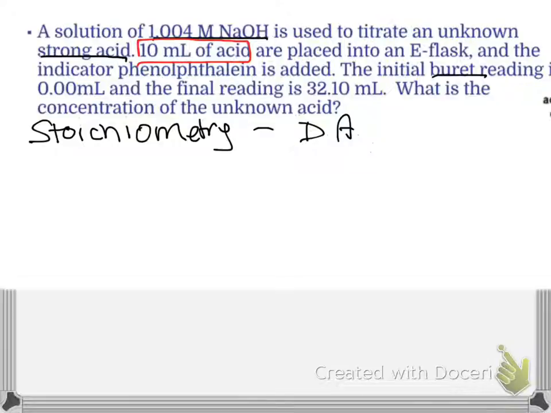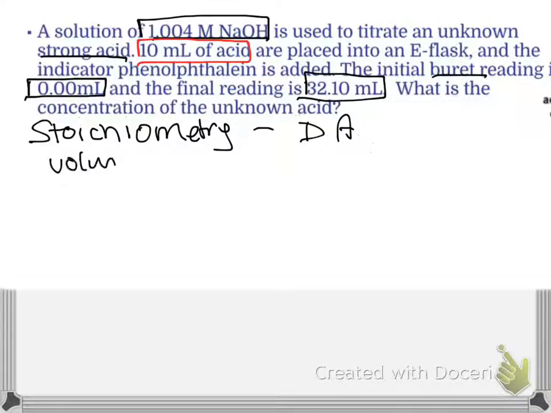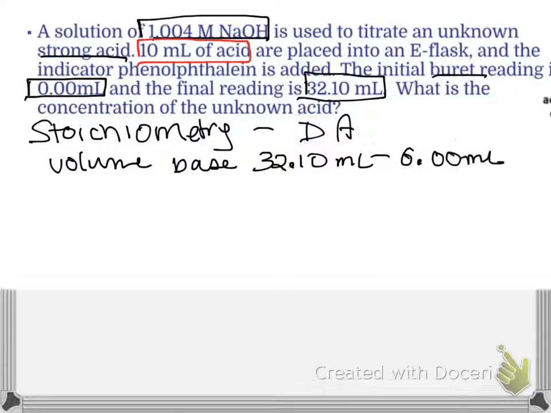The initial reading of the burette has to do with the base, because the base is what we put in the burette. So the initial reading of the base is 0, and the final is 32.10. That means our volume of base is going to be final minus initial. So 32.10 milliliters minus 0 milliliters, and of course that equals 32.10 milliliters of base.